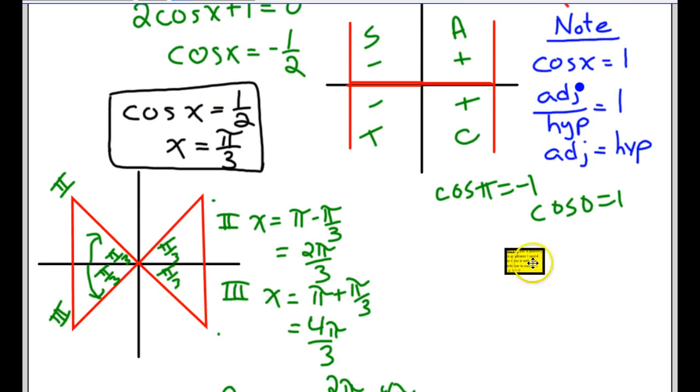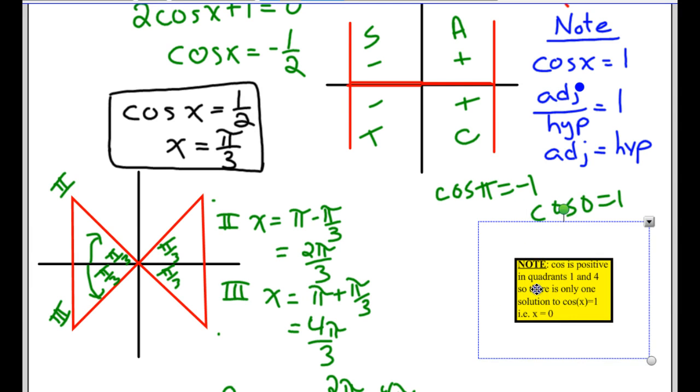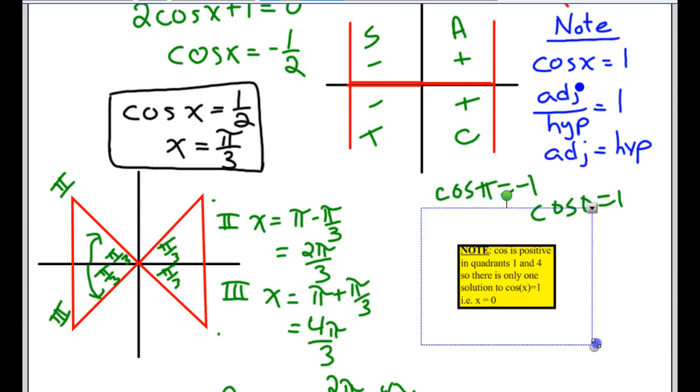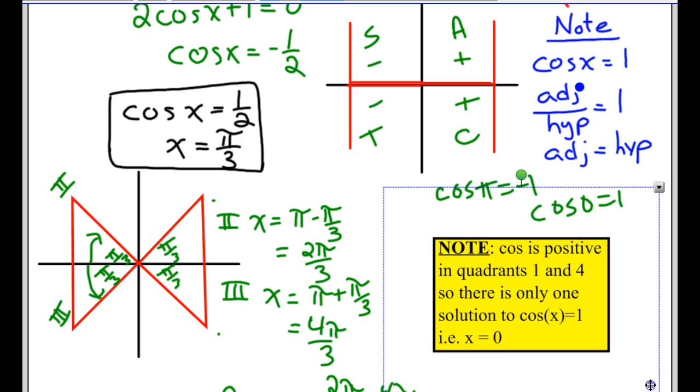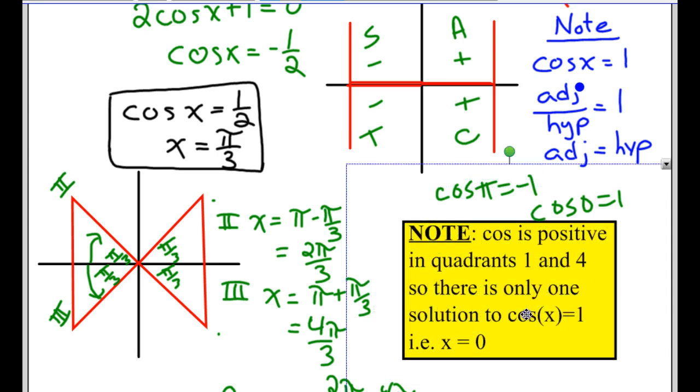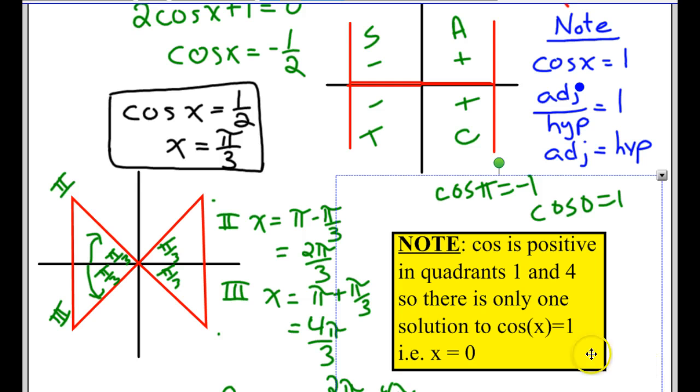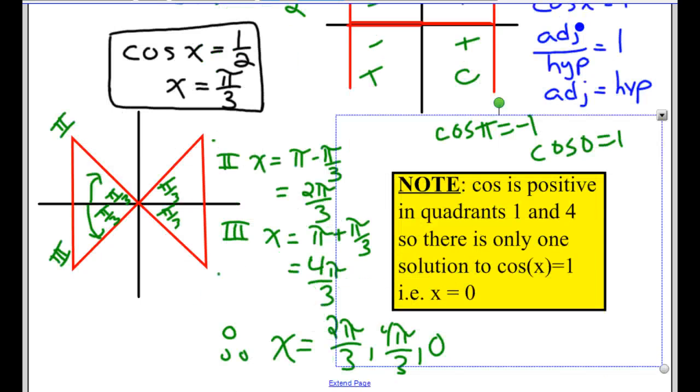And just one last thing, just an explanation of that. Cos is positive in quadrants 1 and 4, so there's only one solution, and that is x is 0. So my final solution: 2 pi over 3 from here, 4 pi over 3 from here, and the 0 from the second part of the question.